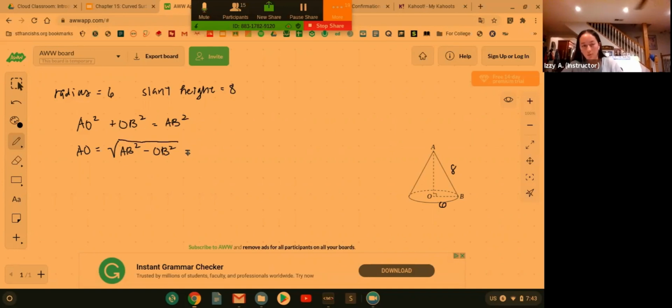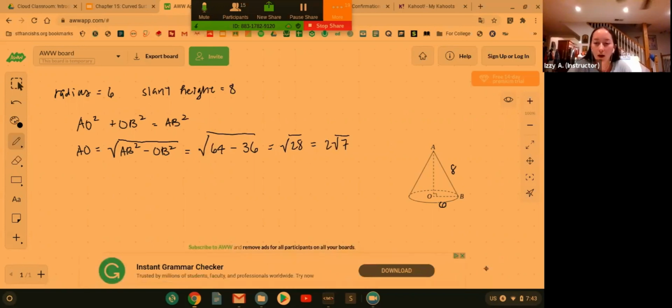And we would plug in the values that we know. So AB, that's going to be 8. So 8 squared would be 64 minus OB squared. We know OB is 6, so OB squared is 36. So then 64 minus 36 is going to be 28. And if we were to simplify that, we would get 2 square root 7.